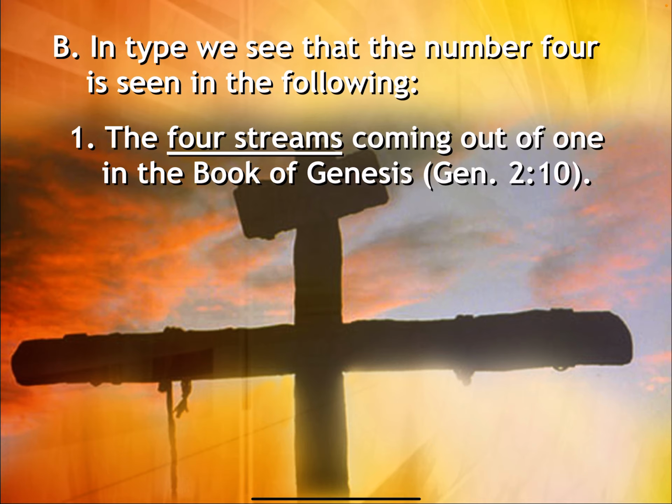In type, we see that the number four is seen in the following: the four streams coming out of one river in the book of Genesis. So we'll look now at Genesis chapter 2 and verse 10. Now a river went out of Eden to water the garden, and from there it parted and became four riverheads.